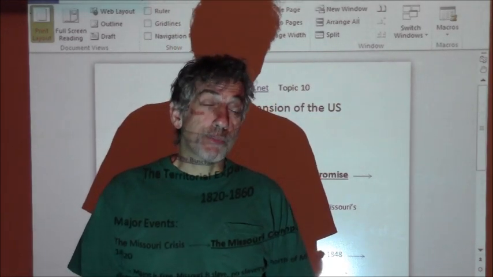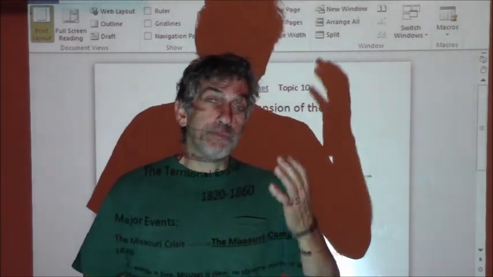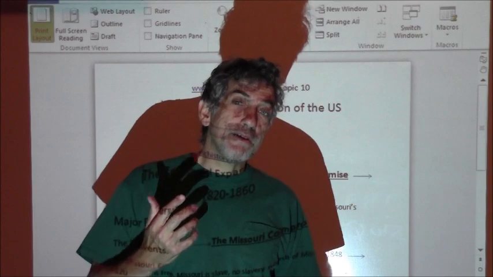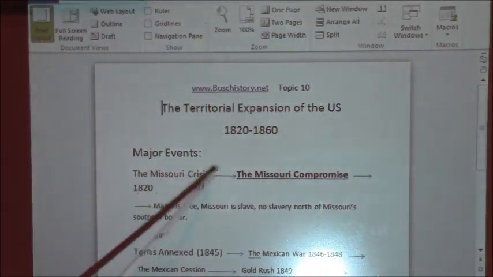So Henry Clay comes up with an idea. He says, why not take both? We'll take Maine, we'll take Missouri, Maine will be free, Missouri will be slave, and the whole thing is good to go. So, as a result, what happens is we get the Missouri Compromise.